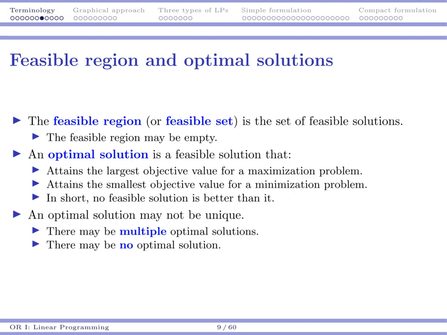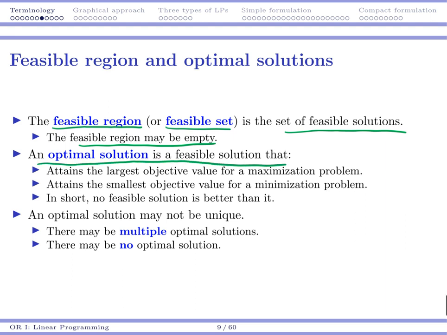So combining all those feasible solutions, we get a feasible region, or sometimes we call it a feasible set. Of course, it may be empty. For any specific mathematical program, it's always possible that some constraints are conflicting with each other, and there is no way to satisfy all constraints at the same time. In that case, you don't have any feasible solution, and your feasible region is empty.